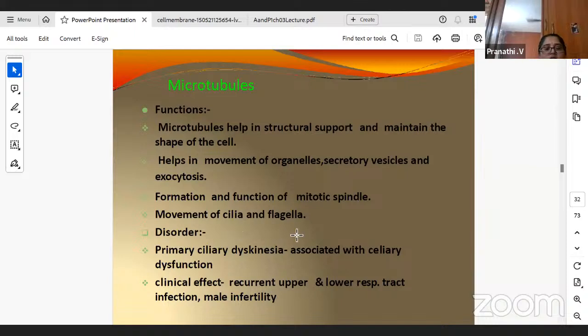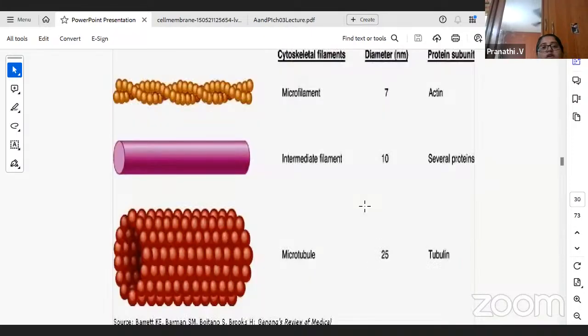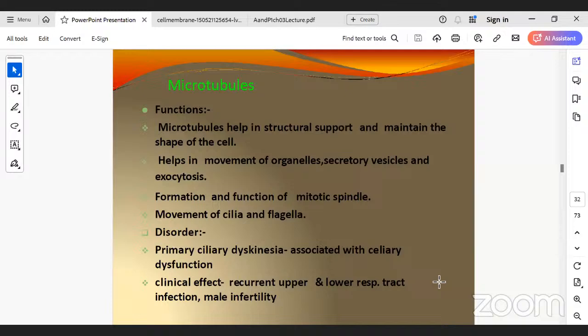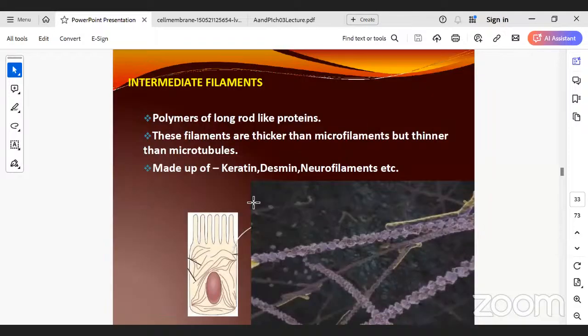So you have actin, you have dynein, different kinds, and then tubulin, different kinds of proteins, which are going to make up your cytoskeletal protein as such. In case there's a disorder in this, it is going to be primary ciliary dyskinesia, and then you have upper and lower respiratory tract infections and male infertility because of all of this.